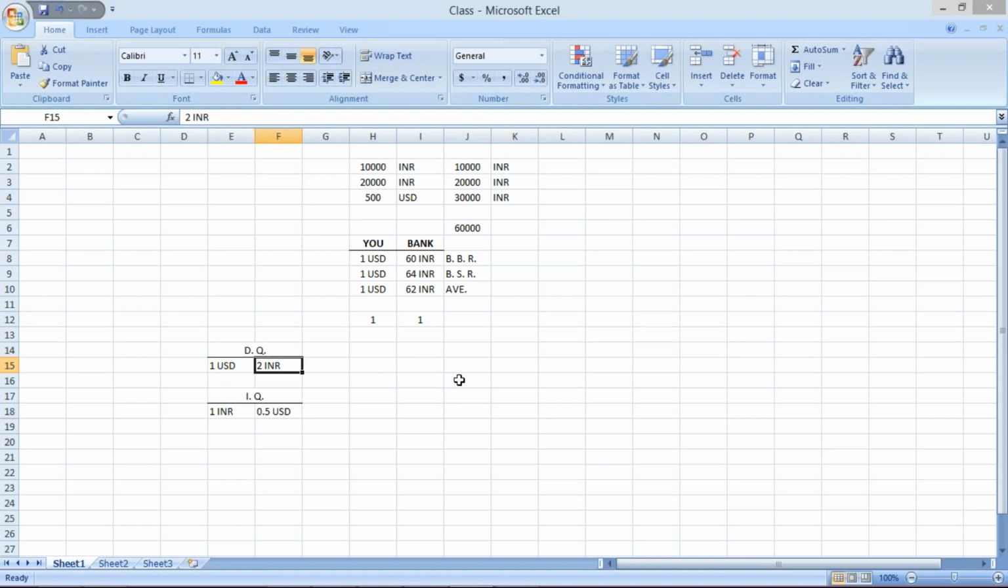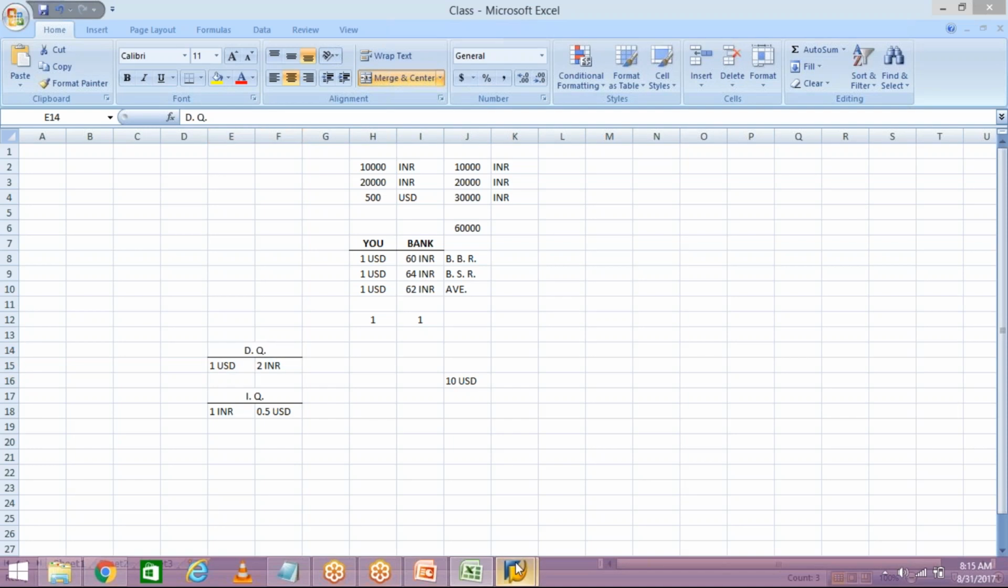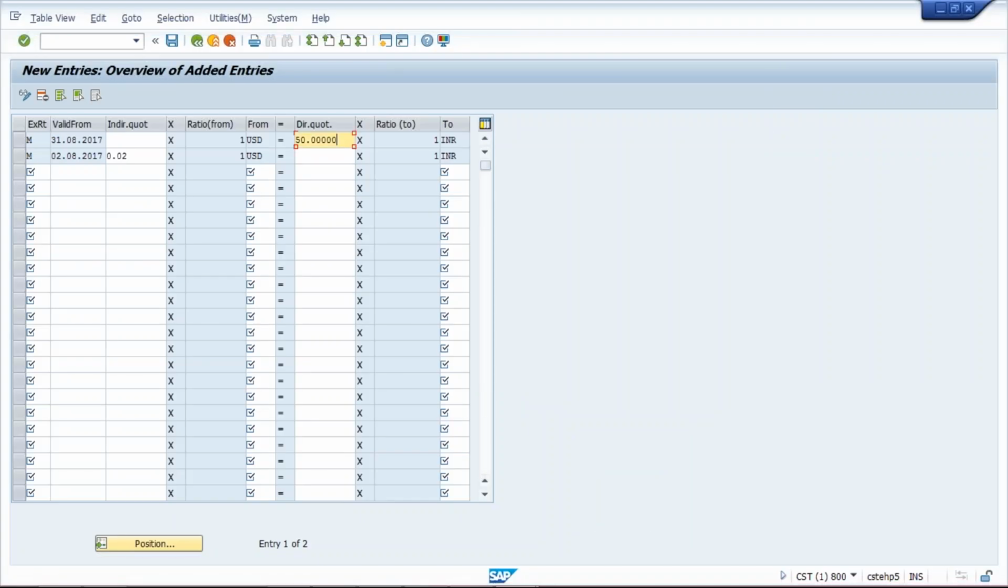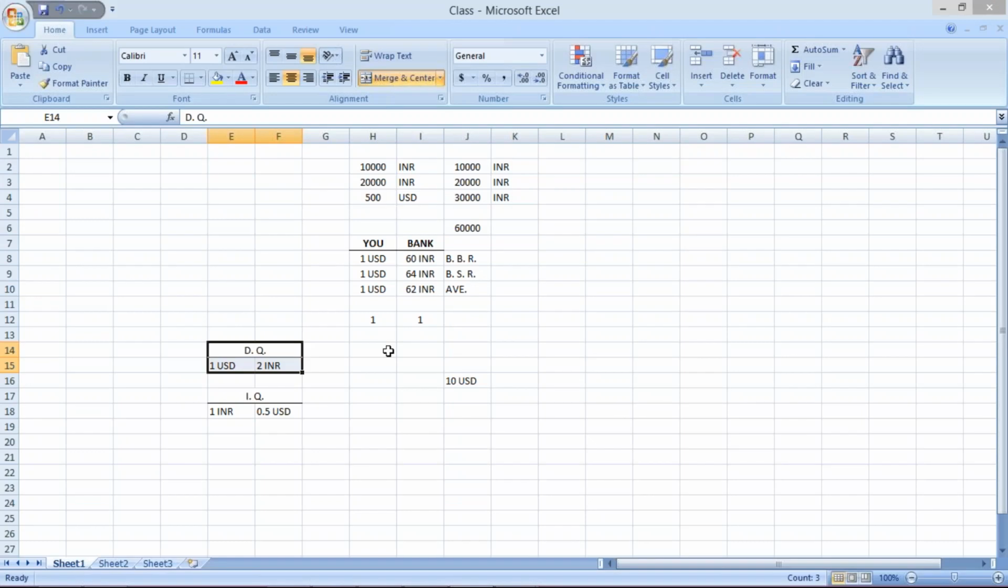Even if you have posted a transaction worth 10 USD, how is the system going to convert this into Indian currency? If you have maintained direct quotation, if you have maintained value like this in the foreign currency table, like 1 USD equals 2 INR, then how is the system going to convert? 1 USD equals 2 INR, so 10 USD equals how many INR? 20 INR. 20 Indian currency. It's pretty simple.